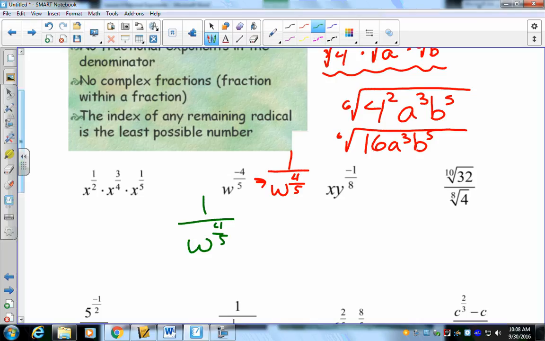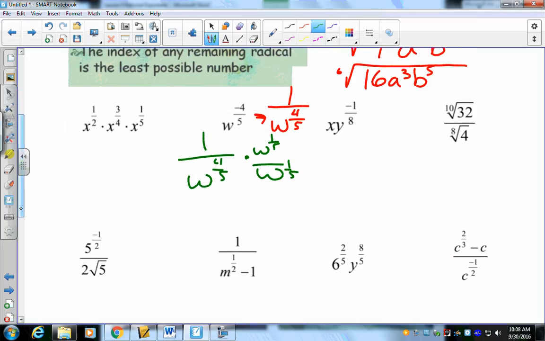So what do I need to include here? W to the what power? To the 1/5. Why? Because W to the 4/5 times W to the 1/5 is W to the 5/5. Remember, when you're multiplying common bases, you're just adding your exponents. So I end up getting W to the 1/5 over just plain old W, which if I wrote it out with my radicals, I would get there eventually too, just eventually.